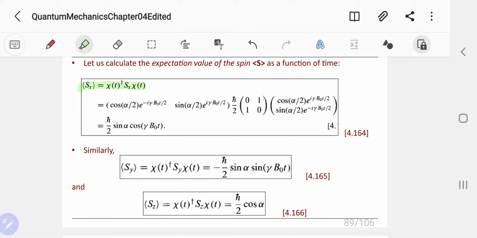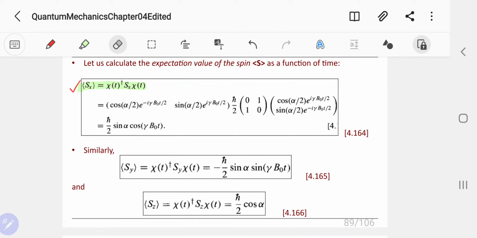Because in the integral, if you get the expectation value of something, for example x, this is the integral of psi star x psi dx, for example. And here you're dealing with matrices, so the formula would just be this one.